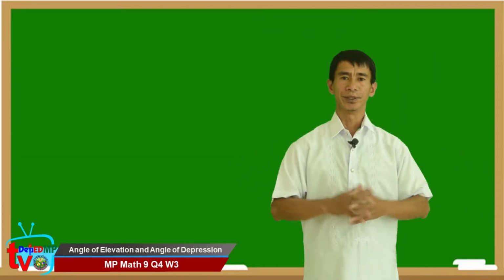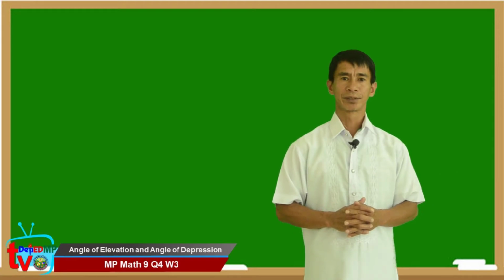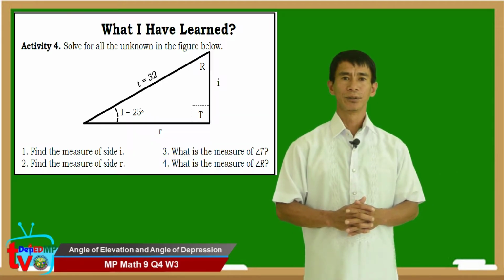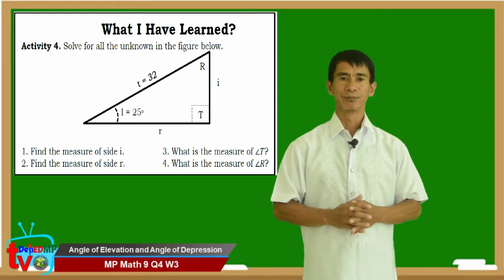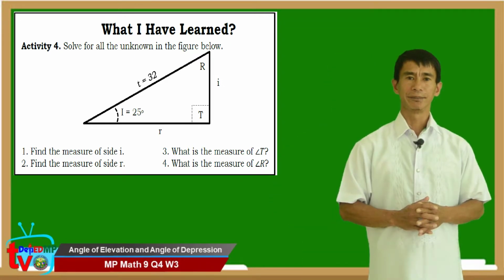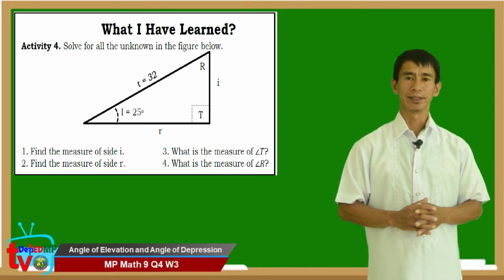How are you with the first task? Try working also on What I Have Learned, Activity 4 on page 9, by solving also the unknown side or angle. You can do this part in 10 minutes. Put your answers in your answer sheet. Pause the video and get started.